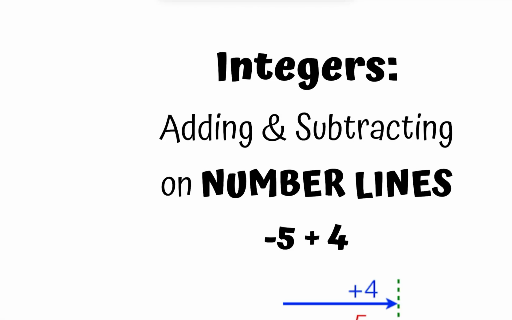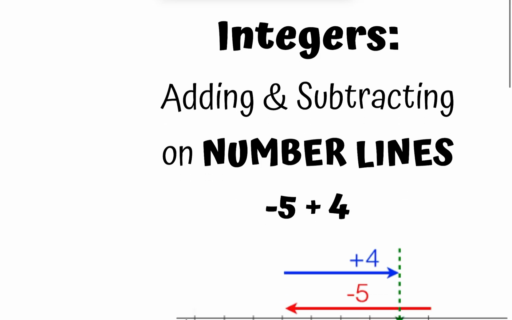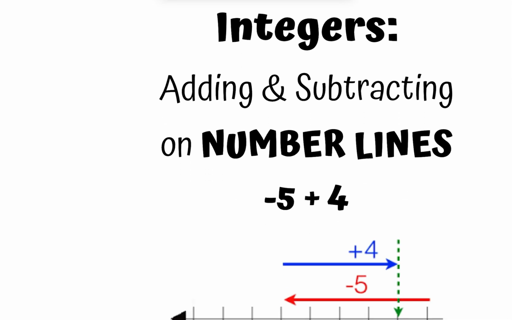All right, guys. So yesterday we learned how to rewrite our integers to start adding and subtracting. And so now we're going to look at what adding and subtracting looks like on number lines. All right. So we have our example here on the front cover of our notes. It says -5 plus 4.